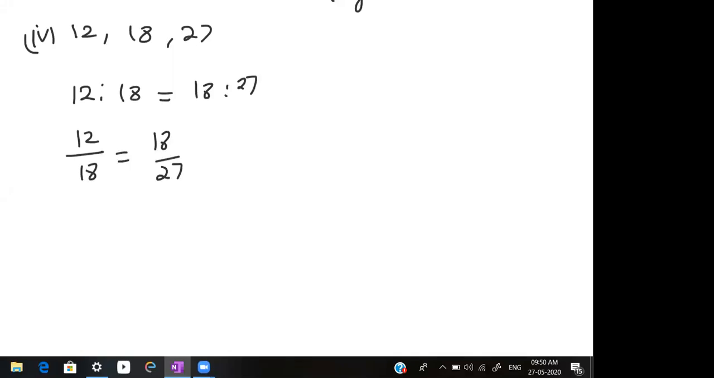Now reduce both sides. 3 4s are 12, 3 6s are 18, 2 2s are 4, 2 3s are 6. So 2 upon 3 this side, and 3 6s are 18, 3 9s are 27, 3 2s are 6, 3 3s are 9. So 2 upon 3 this side also.